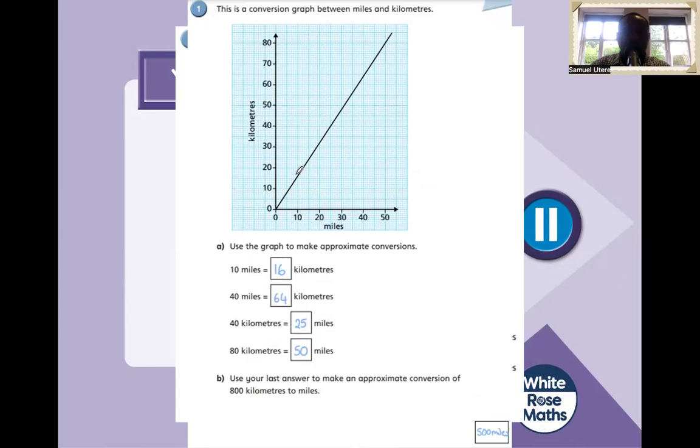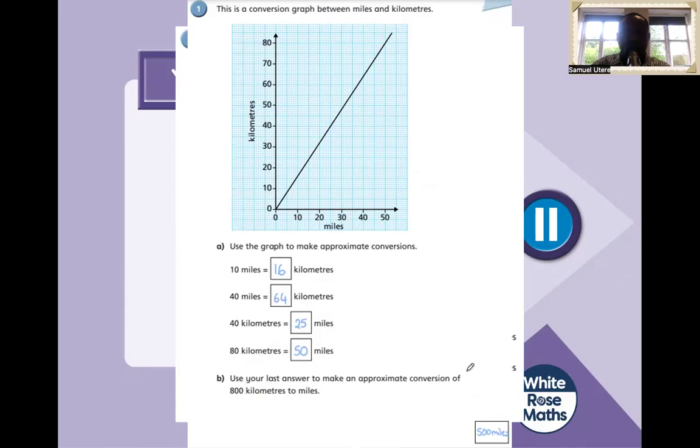And you can use that to answer this question, because to go from 10 to 40, you multiply by 4. So 16 times 4 will be 64. And that's how you use conversion graphs to answer questions. And then the last one, you were asked to use your last answer to make an approximate conversion of 800 kilometers. Now, 800 would be 10 times more than this. So you just need to multiply 50 by 10. So that's 500 miles.